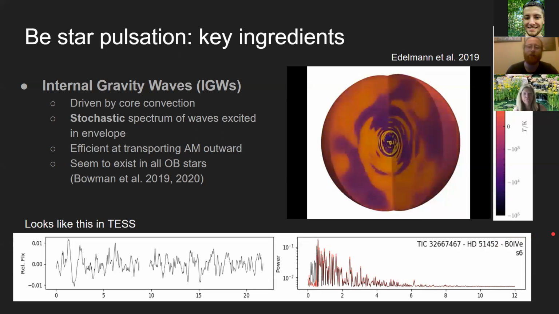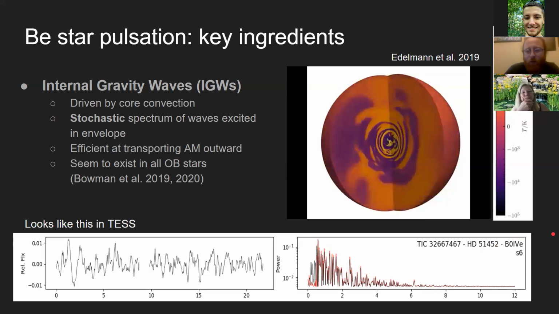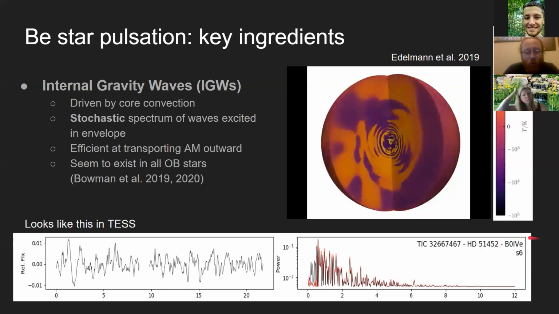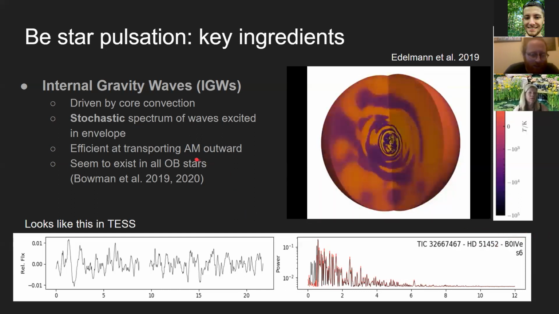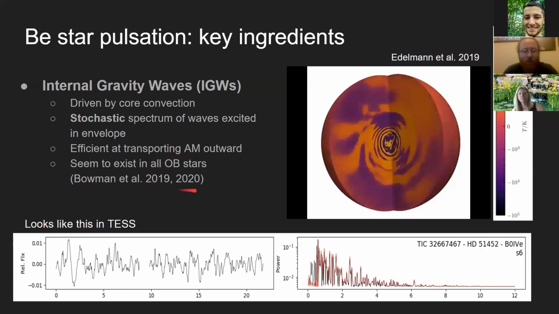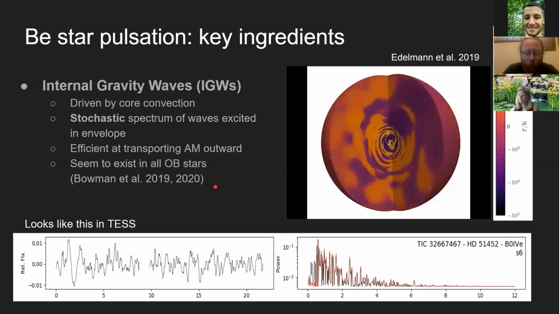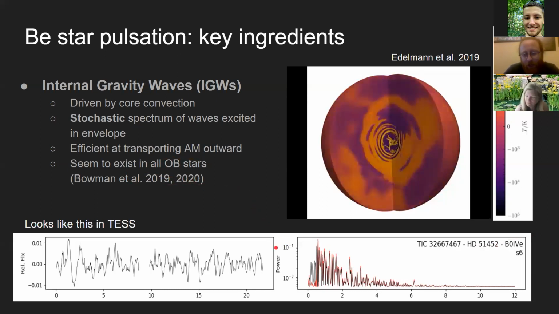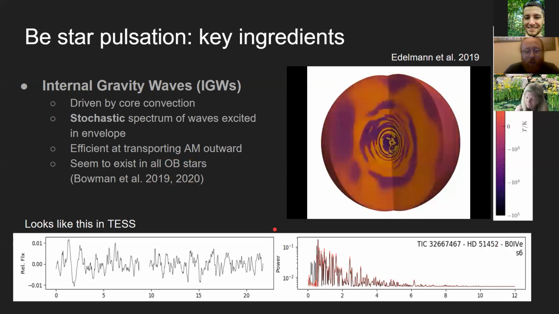These are efficient at transporting angular momentum outward, which might be important in spinning up the envelope of BE stars. And importantly, they are basically observed in all OB stars. So you can look at these two papers and some more references if you're interested in that. And at the bottom is what these gravity waves look like in TESS.